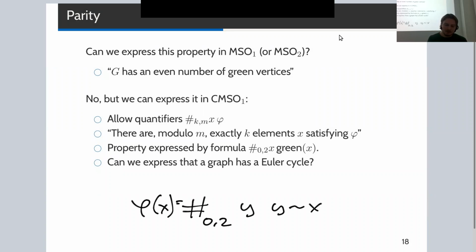And then you would next write that the number of vertices x that satisfy phi of x should also be 0. This way you would say there is an even number of vertices with even degree. So you can nest these counting quantifiers and you can mix them with the usual quantifiers. And this is CMSO1.